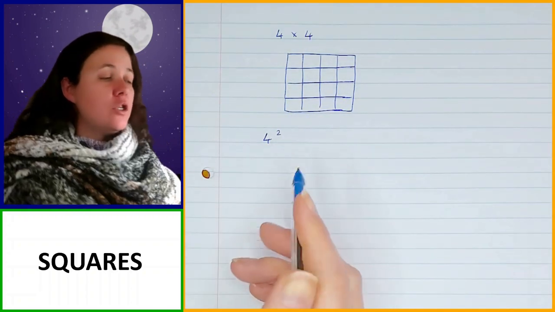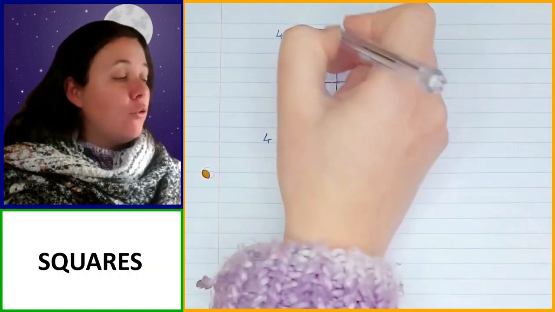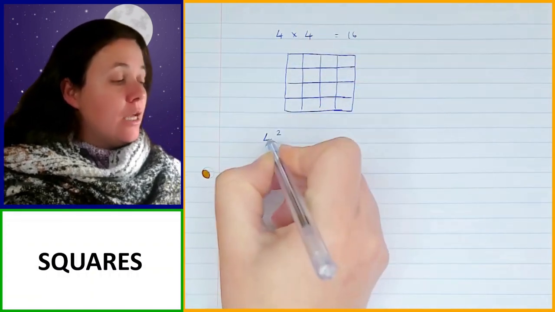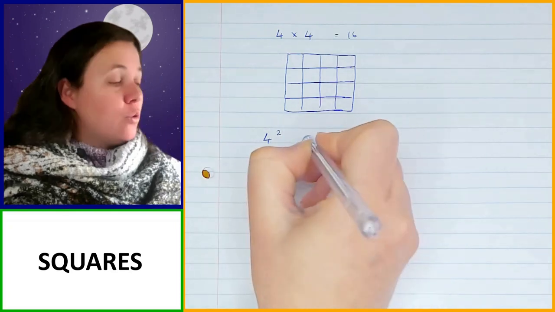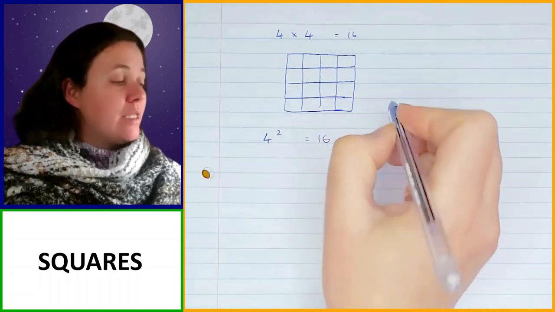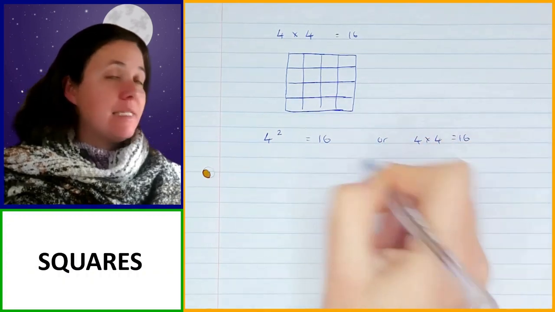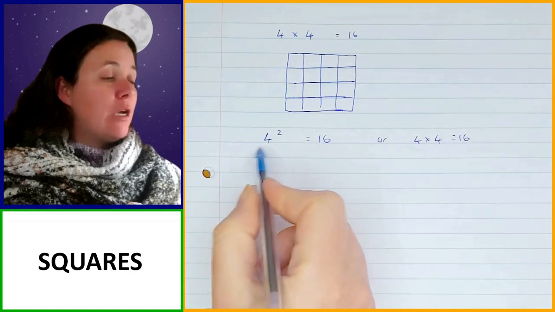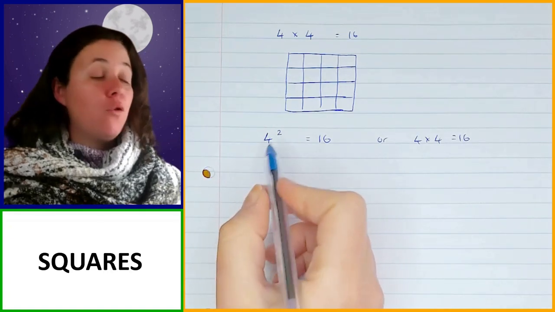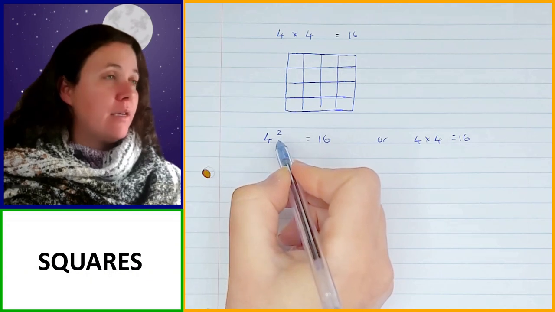So in this case, if you were to count all of these, or if you just multiply 4 by 4, you would find that this is equal to 16. So 4 squared is also equal to 16. We can say that 4 squared is 16, or we can also say that 4 times 4 is equal to 16. They mean the same thing, but over here I've written it in exponential form, where I've written it with this exponent, which is the 2.